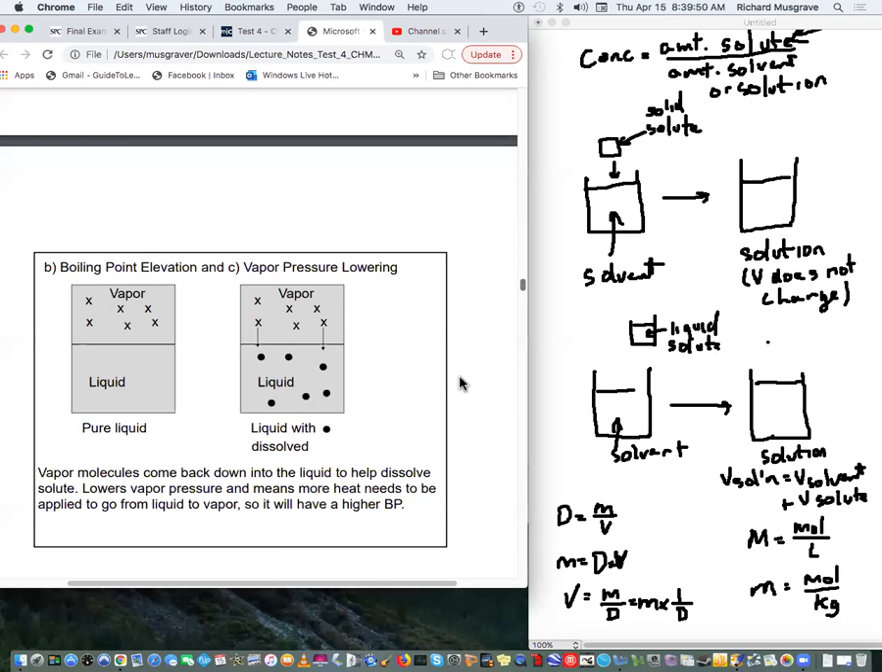Does anybody have any questions about boiling point elevation or vapor pressure lowering? Okay.